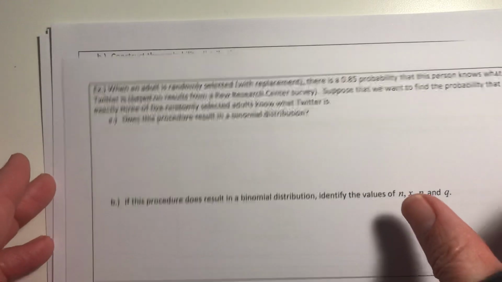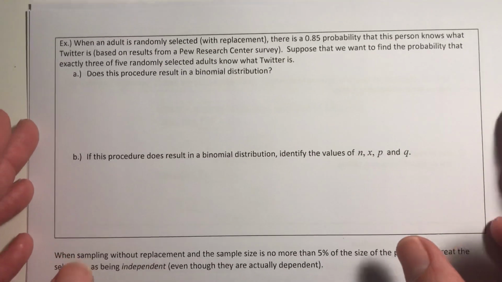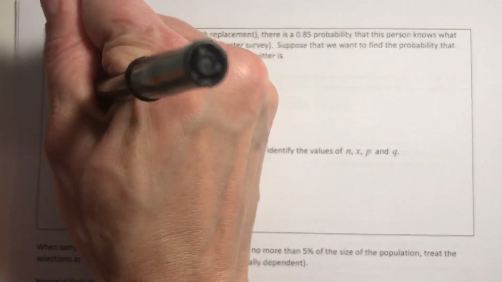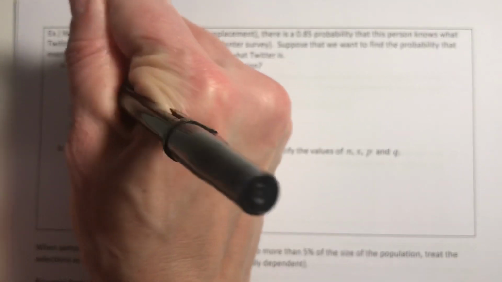Okay, so moving on to the next page, page 6. There's another example there for you to go ahead and read. It says that when an adult is randomly selected with replacement, so they're put back into the population, there is a 0.85 probability that the person knows what Twitter is, based on results from a Pew Research Center survey. Suppose that we want to find the probability that exactly 3 of 5 randomly selected adults know what Twitter is. Does this provide a binomial distribution? There are 4 things that we have to check that were listed on the previous page.